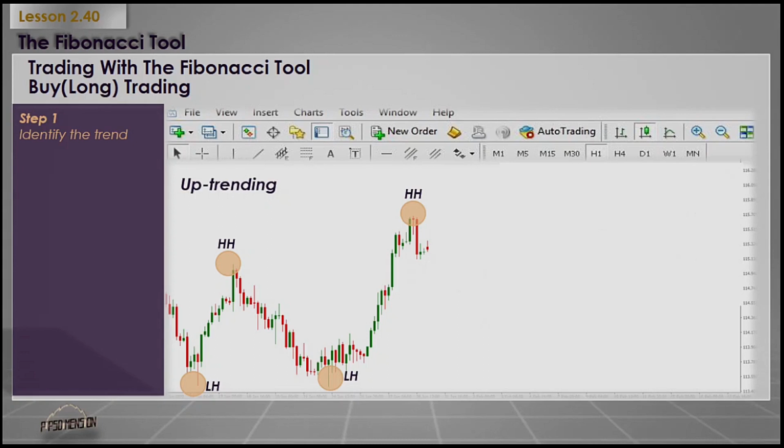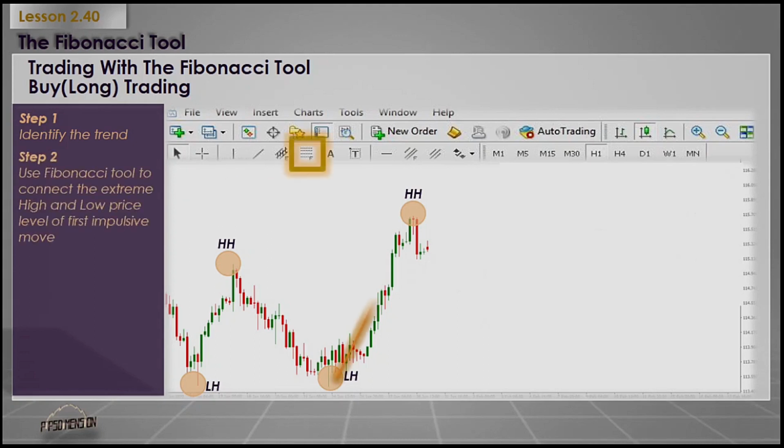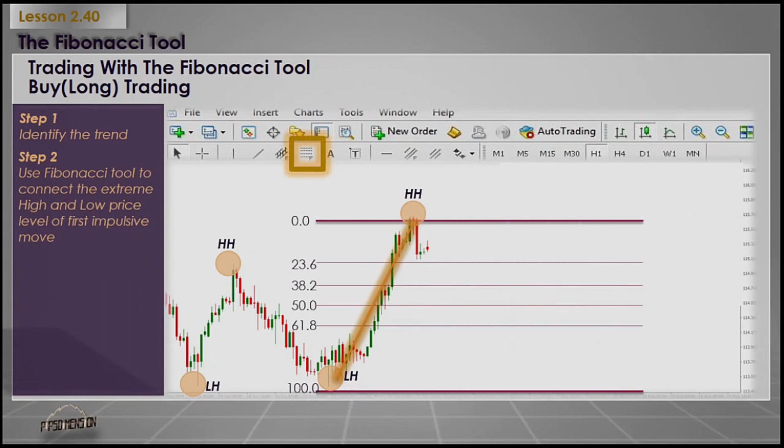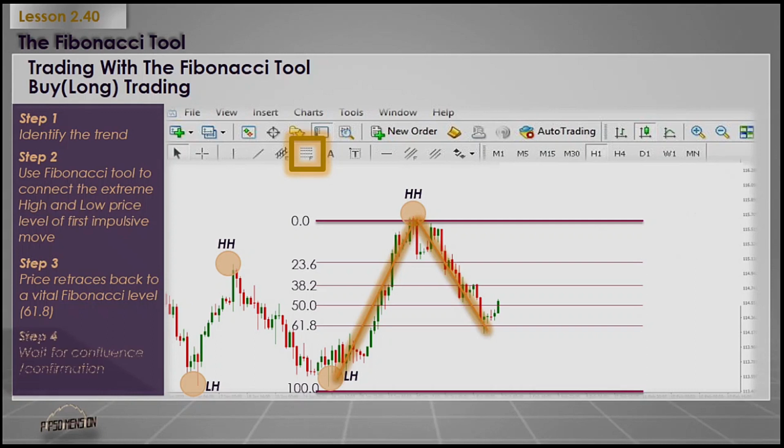The next step is to use the Fibonacci tool to connect the extreme high point and the extreme low point of the first impulsive move. On the trading platform, select the Fibonacci tool from the list of objects on the toolbar and drag it to connect the high and low points of the first impulsive move. Step 3. Wait for the price to retrace back to a vital Fibonacci level, most especially within the 50% to 61.8% level. Here you can see that the price retraced back to the golden level, the 61.8% level. Now, after the price has retraced back to a vital Fibonacci level like this, we need to look out for a confluence or a confirmation to enter a buy trade.